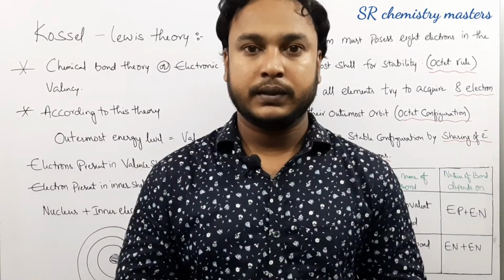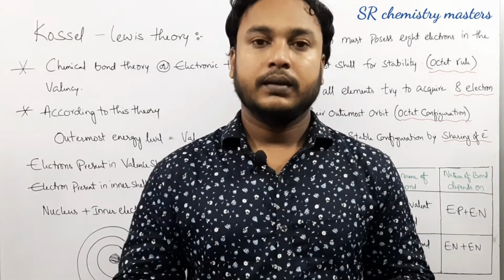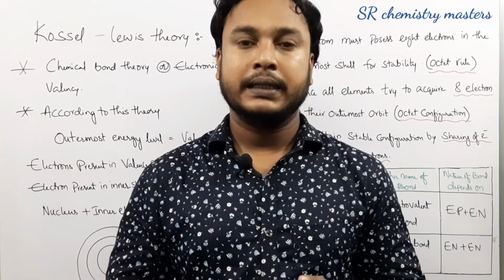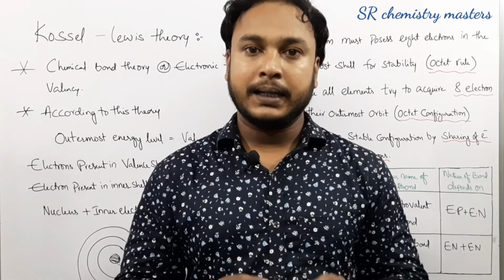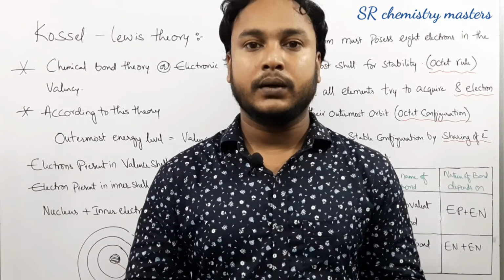This is the summary of Kossel and Lewis theory. It explains the type of bonds. Remember, the most important thing in this theory is that the atom attains stability either by transfer of electrons or by sharing of electrons.